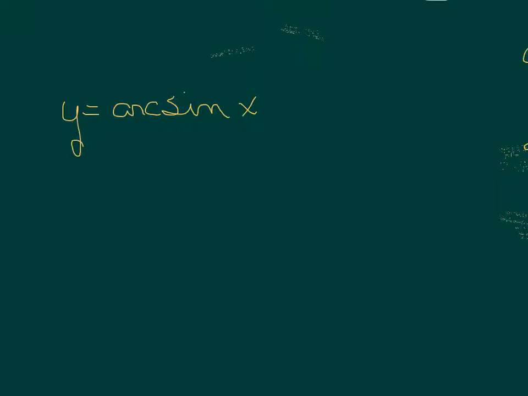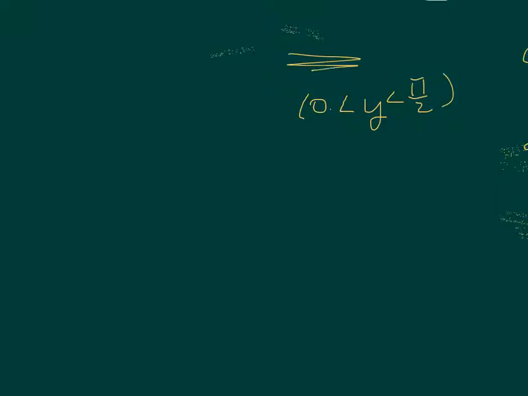All right, given that y equals the arc sine of x, and 0 is less than y is less than pi over 2, I want to find the cosine of y.